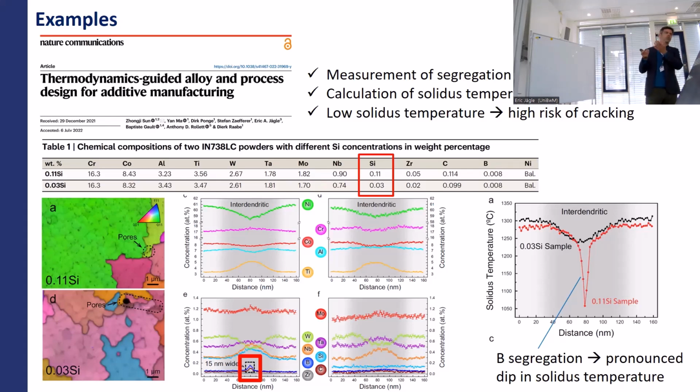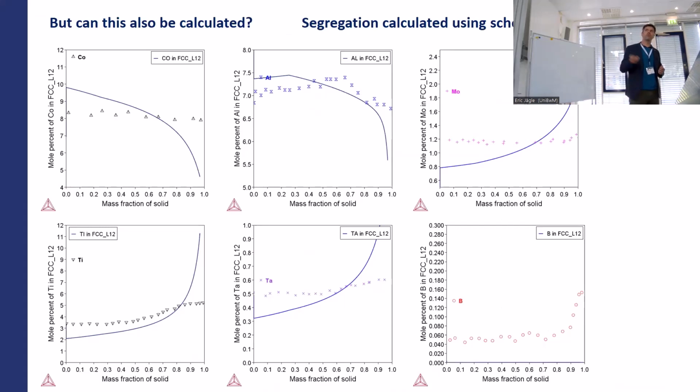But my thought was, wouldn't it be nice if I could just calculate these segregation profiles and we wouldn't need atom probe tomography to get this? And I just did a classic Scheil calculation, took the data out of the plots they showed, and the results were quite disheartening, actually.